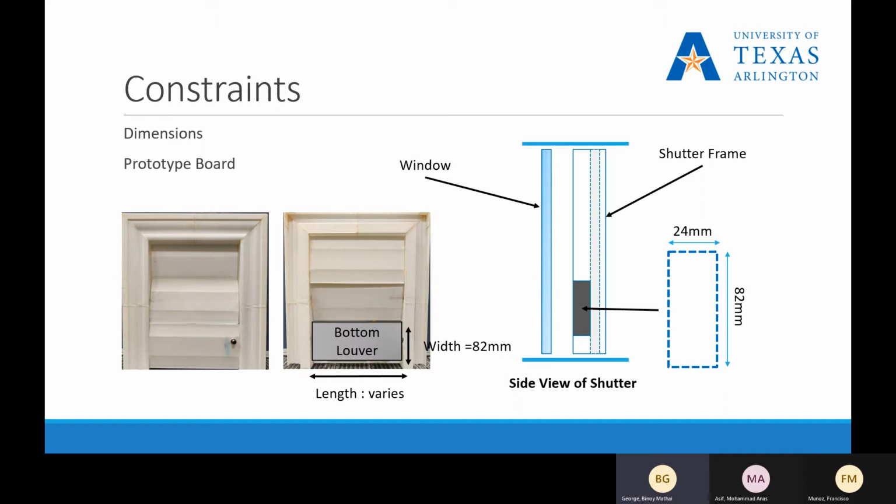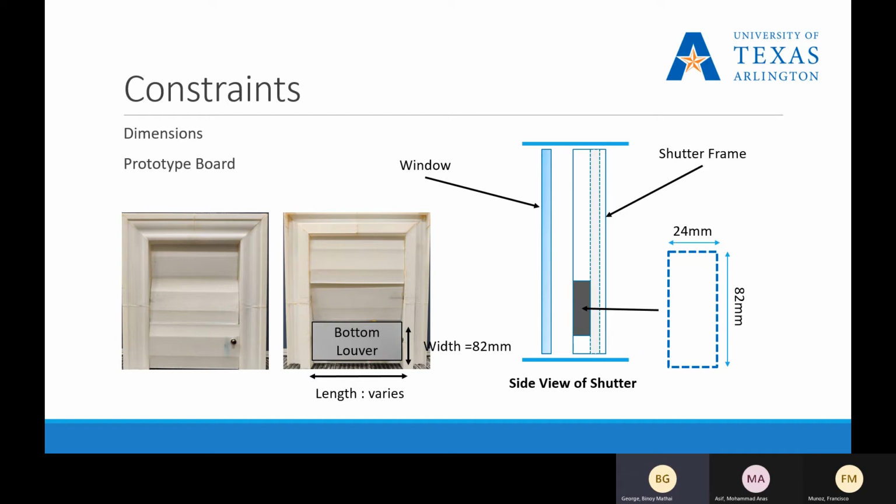One of the constraints that we face is the shutter frame dimension. The module can only be placed behind the fixed bottom louver of the shutter, which has a width of 82 millimeters. Also, the maximum height of a component that can be placed behind this louver is 24 millimeters. So we had to work within this size when we were designing our shutter module. Only the length of the bottom louver was not a constraint, as this depended on the length of the window where the shutter was going to be placed. But for most purposes, the length was not a problem.